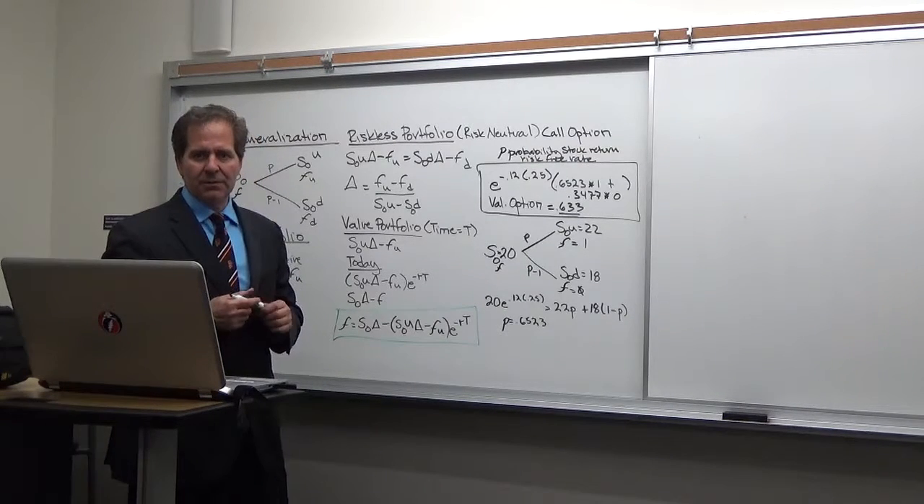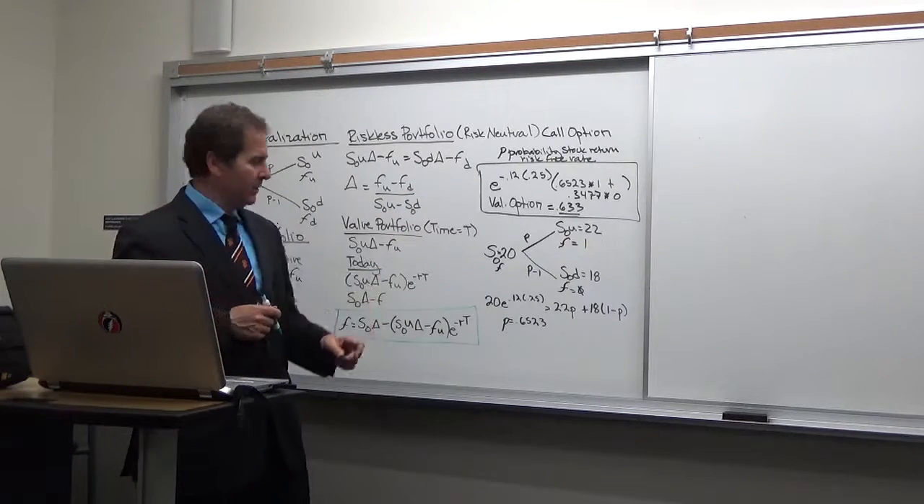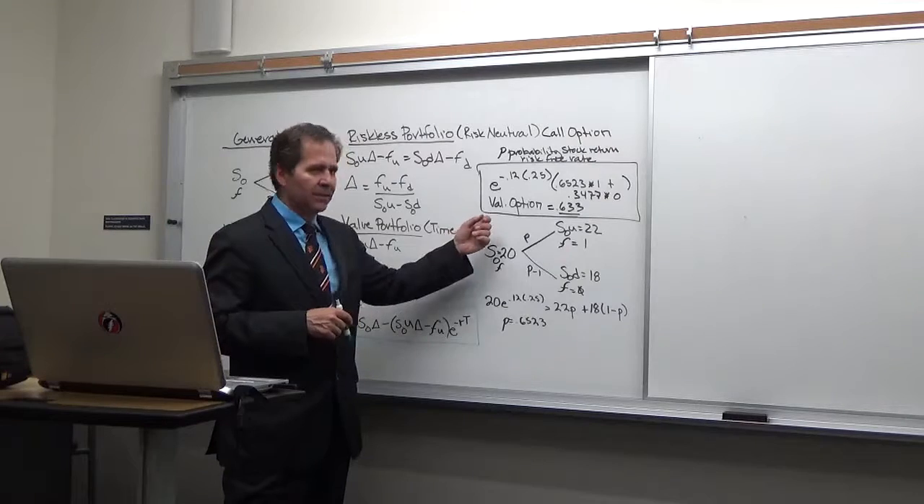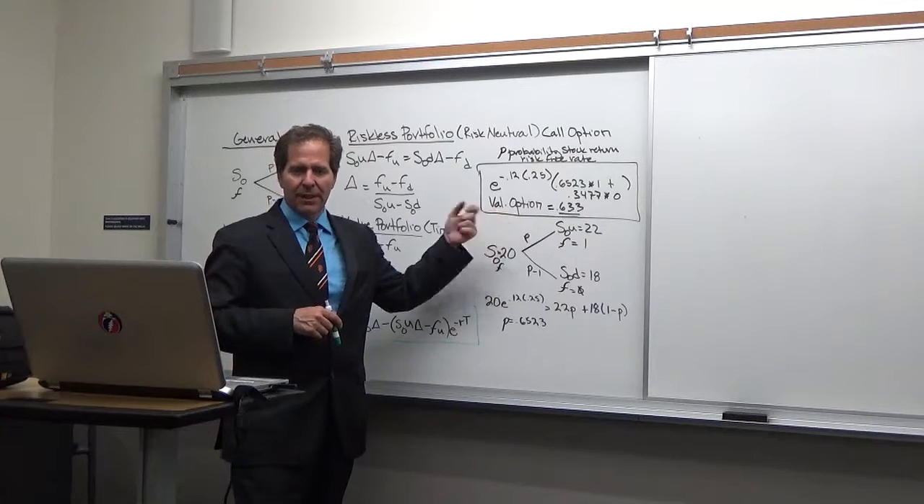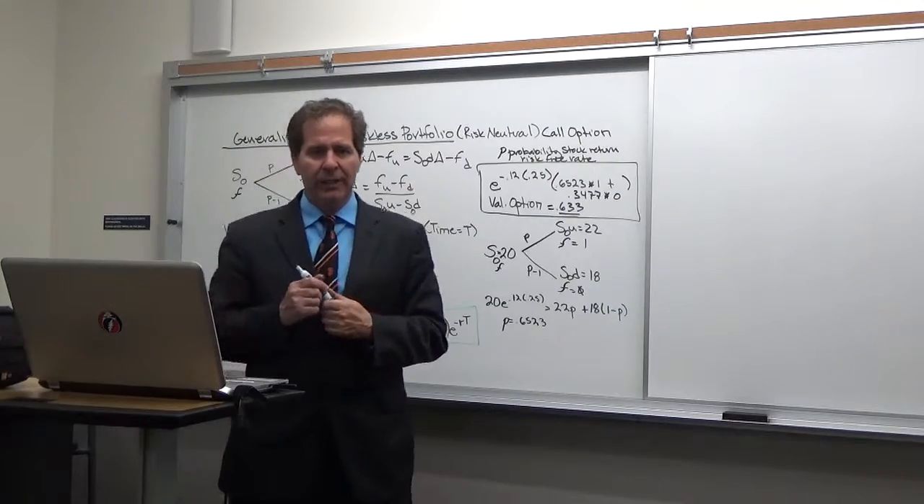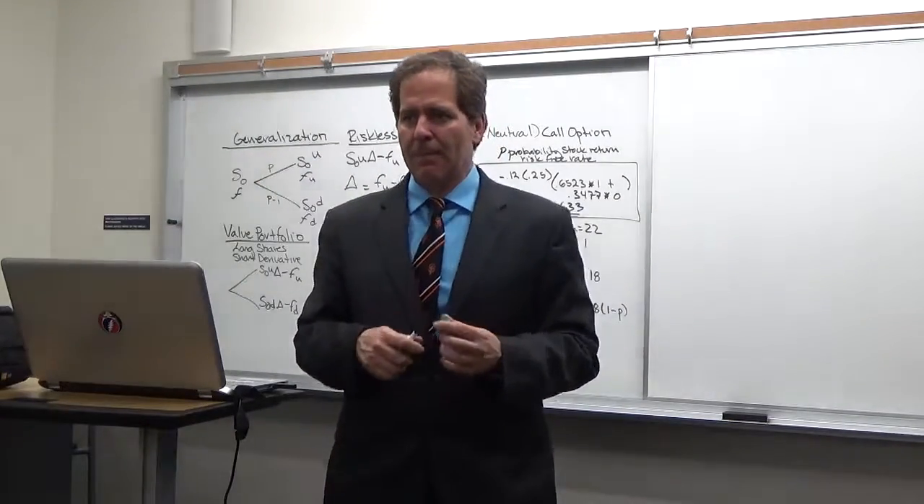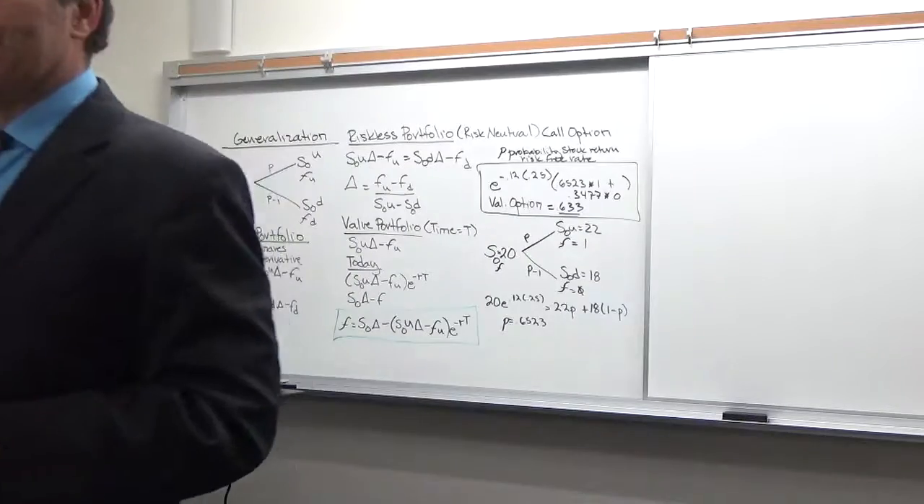Okay, any questions? So the Black-Scholes would be the next method that we would use to come up with the call option value. And that's what we'll do next week. Okay.